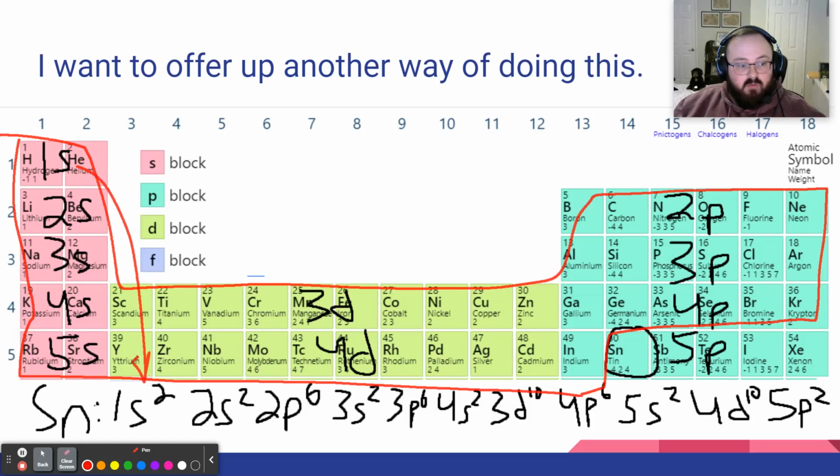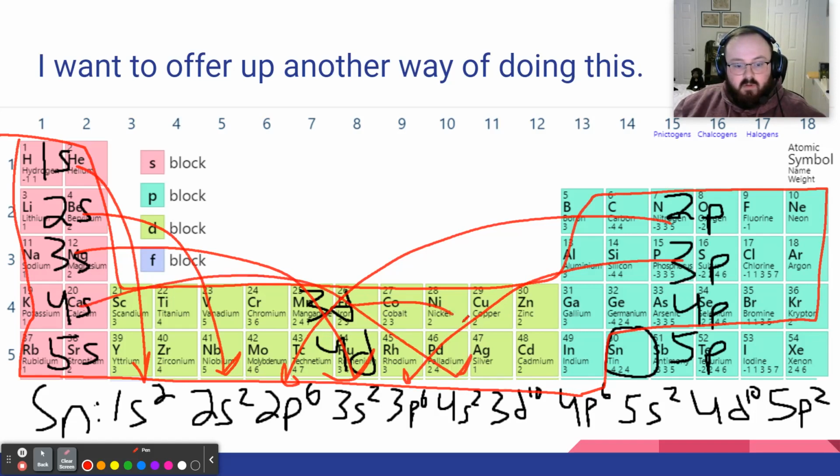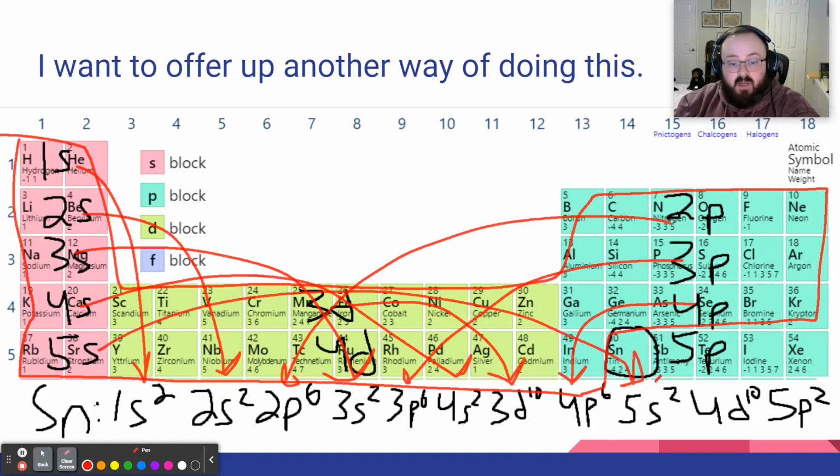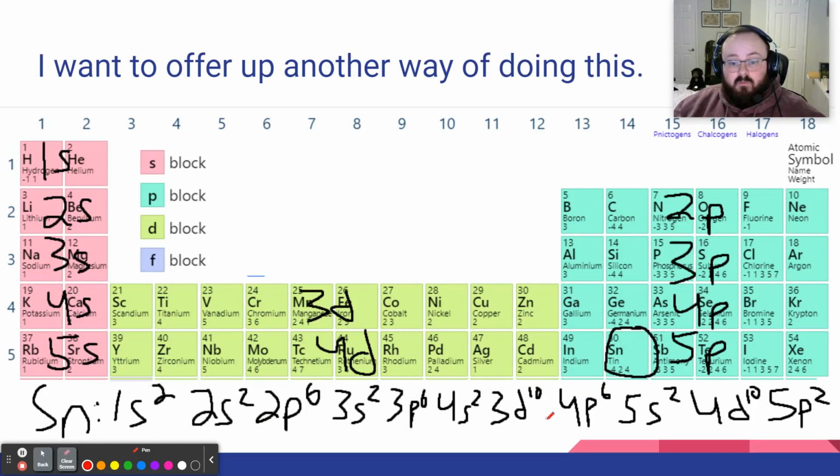So, take our 1s2, our 2s2, 2p6, 3s2, 3p6, 4s2, 3d10, 4p6, our 5s2. Oh, forgot the 4d10. Excuse me. Those are already filled. We know that because every single element below tin that has an atomic number less than 50 will have those electrons filling up one by one.